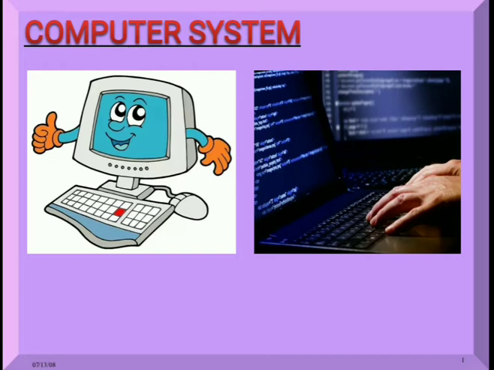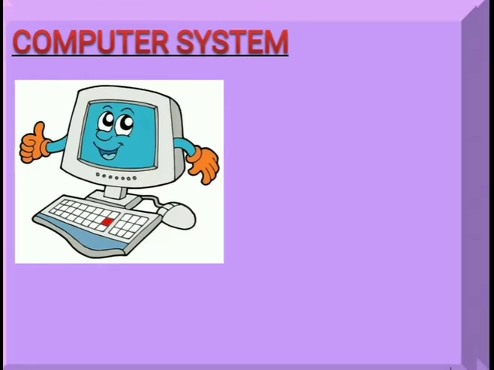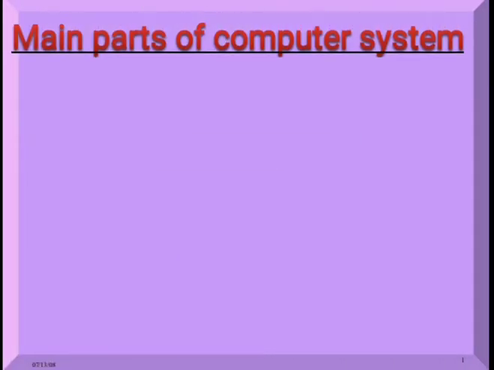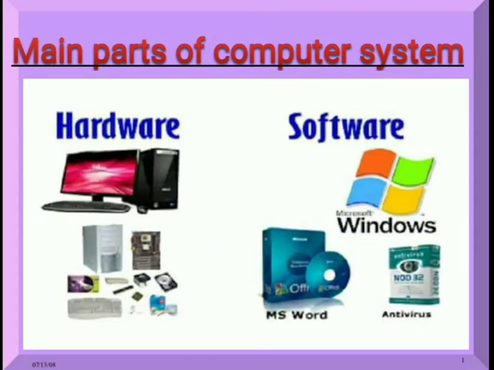It is used to solve problems related to almost every field such as education, home, medicine, science and research, animation and publishing. A computer system has two main parts which together make it work. The two main parts of computers are hardware and software. Let's know about hardware.